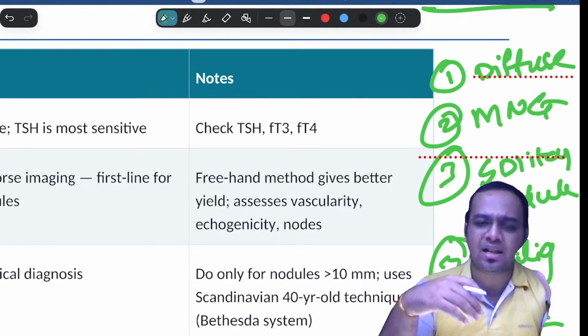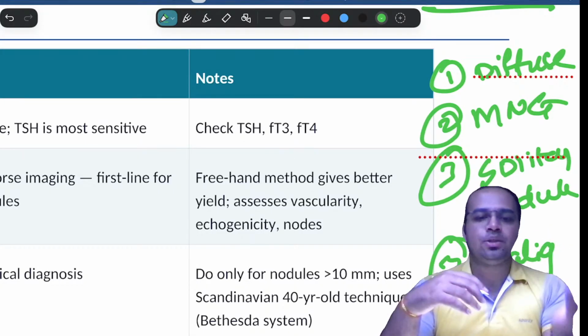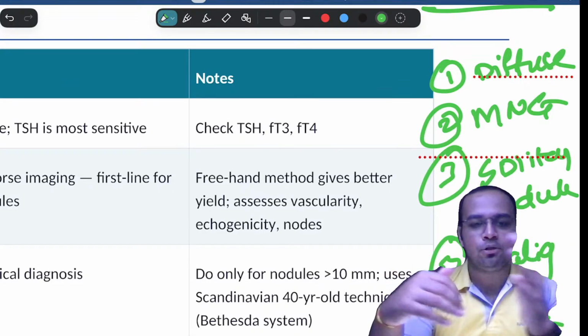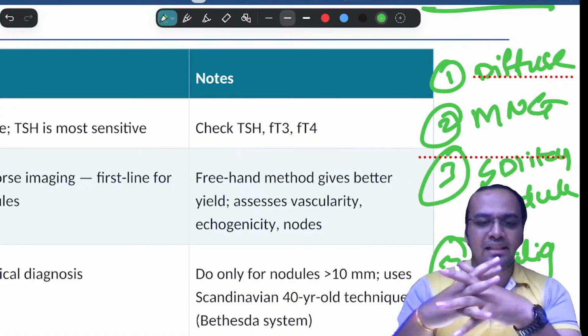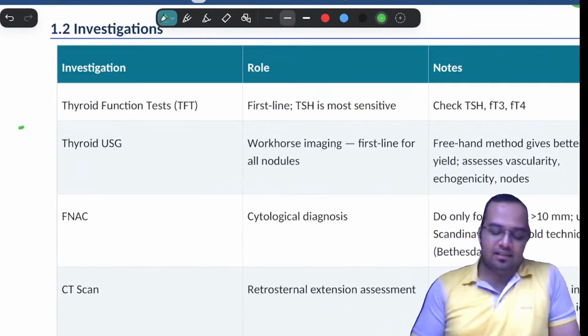So these four things are what the patient will come with. These four things are related to the swellings. For each swelling, what to do and how to investigate, we will see separately. But here what is important for you to know is that for any thyroid swelling that comes to your OPD, the first thing is a thyroid function test.